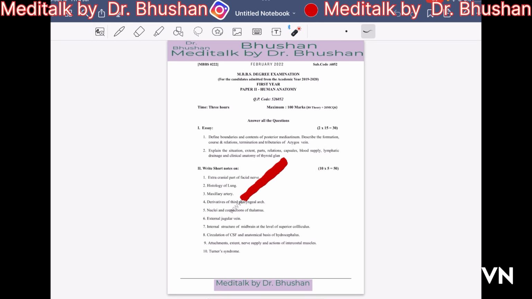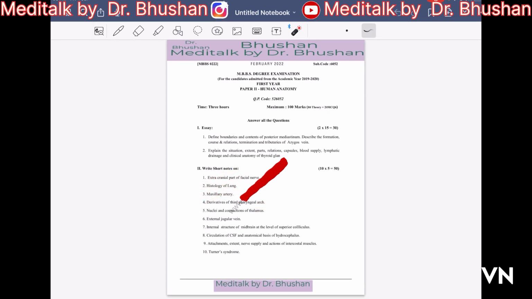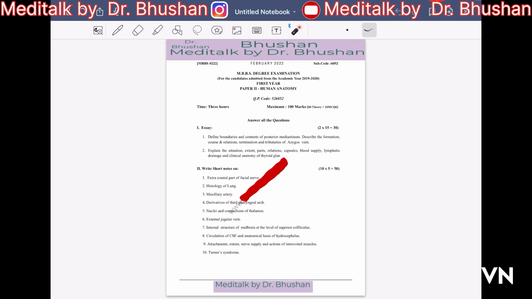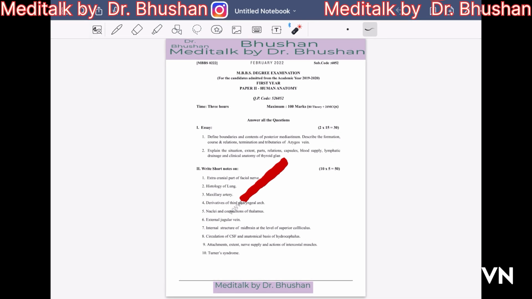Write short notes, second part, 10. Extracranial part of facial nerve, histology of lung, maxillary artery, derivatives of third pharyngeal arch, nuclei and connections of thalamus, external jugular vein, internal structure of midbrain at the level of superior colliculus, circulation of CSF and anatomical basis of hydrocephalus, attachment, extent, nerve supply and action of intercostal muscles and Turner syndrome.